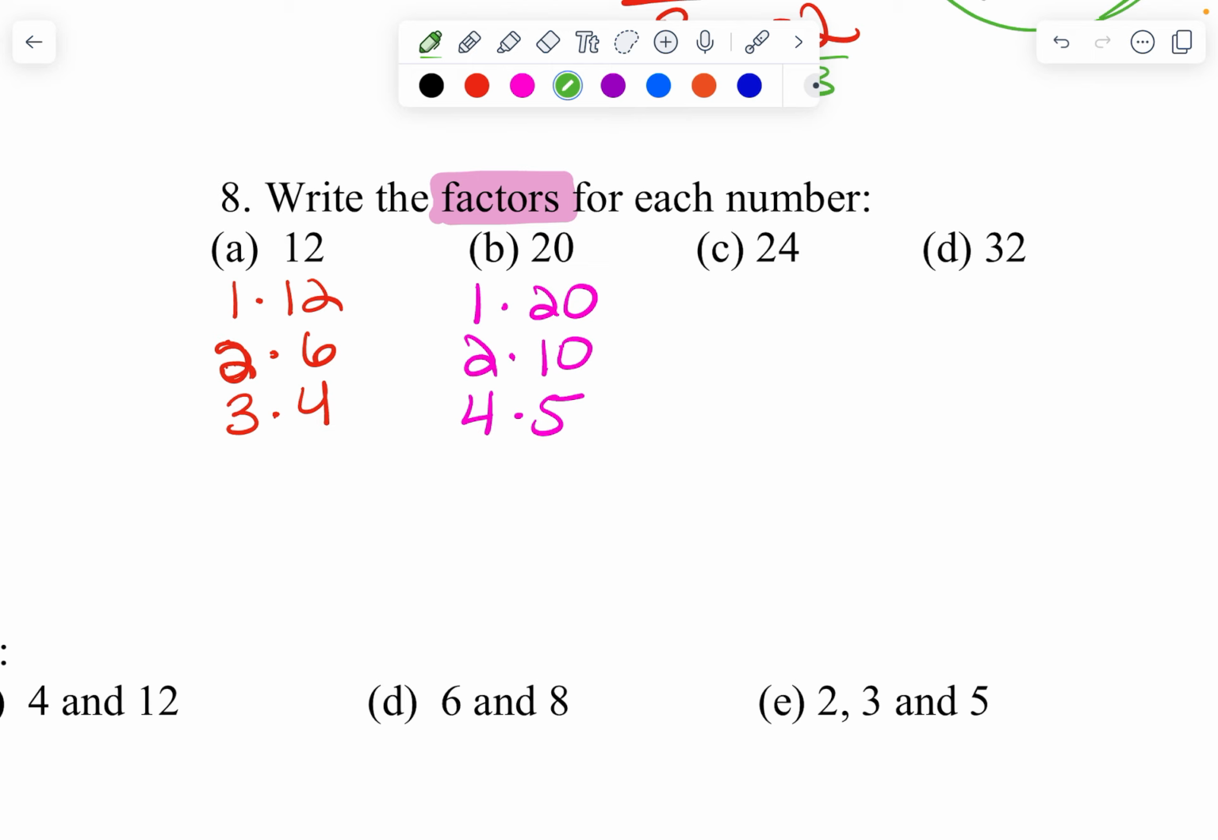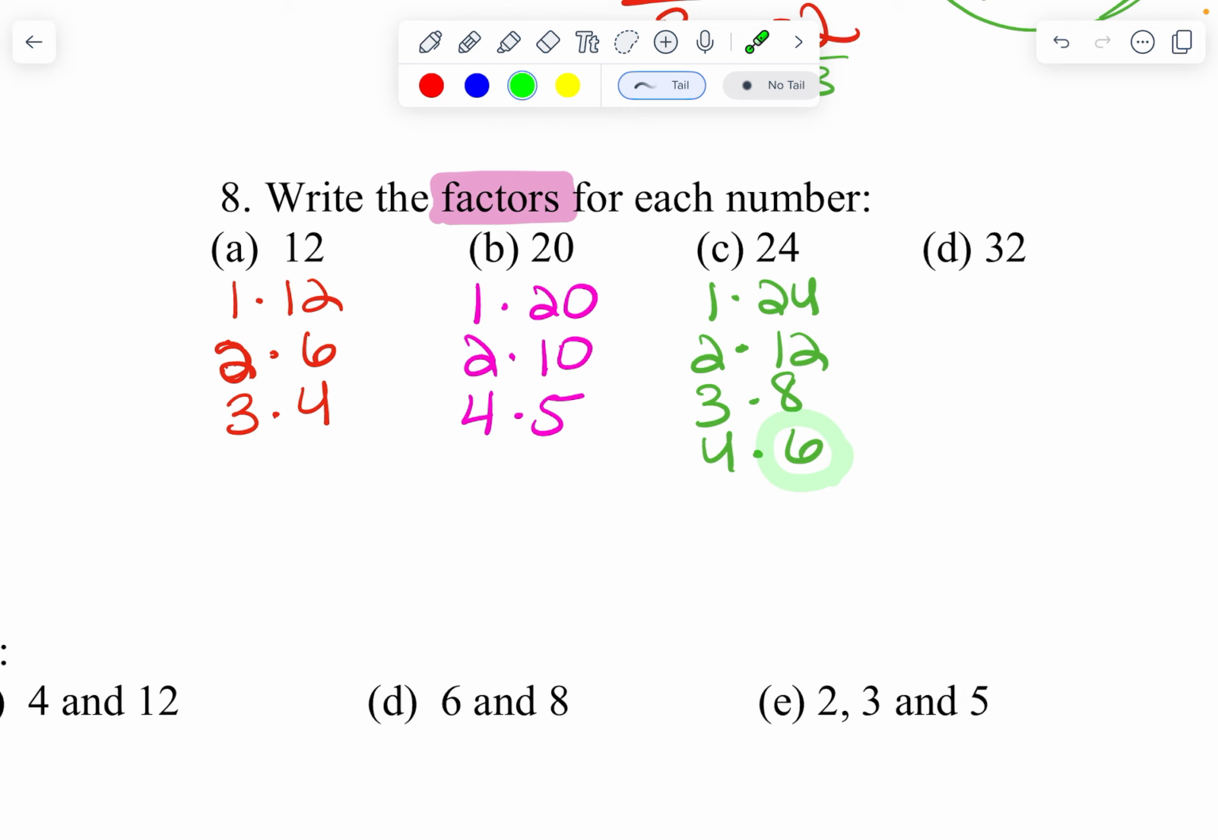So let's see, 24 is part C here. So again, I start with 1 times 24. Let's see, 2 times 12. 3 times 8, 4 times 6. 5 doesn't go into 24, and 6 is already on my list. So there is the set of 4 pairs of numbers for a total of 8 factors for 24.